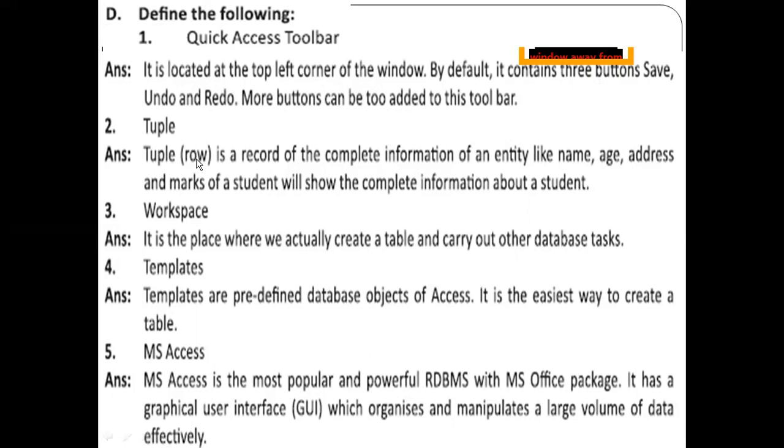Next definition, tuple. What is a tuple? It's a record of the complete information of an entity, like the name, age, address, and the marks of a student will show the complete information about a student. So that is called a tuple.